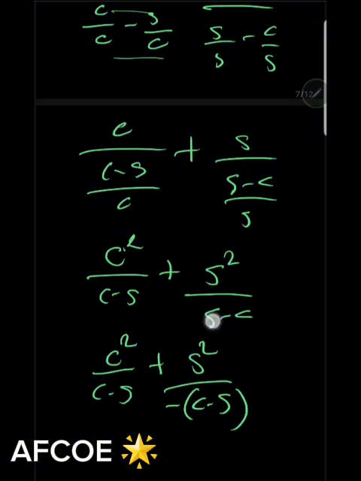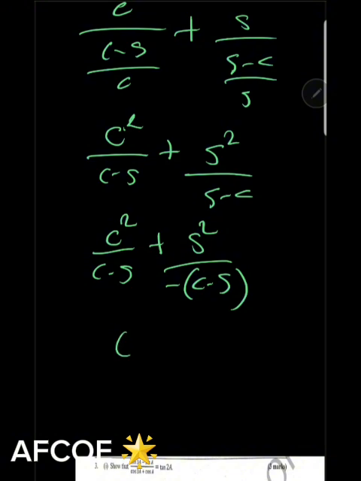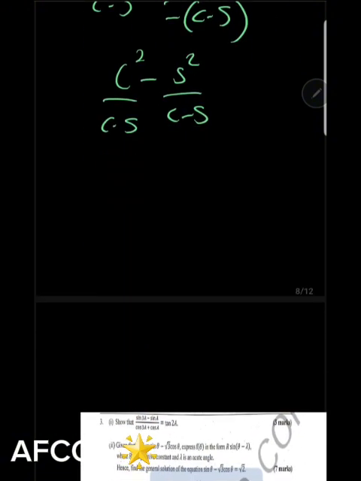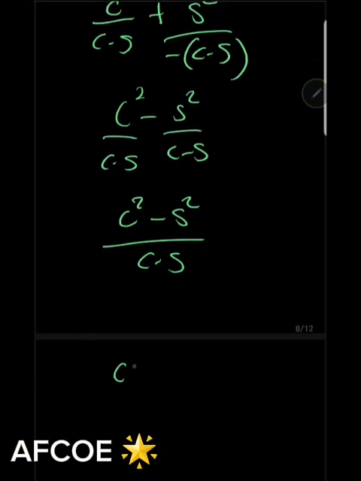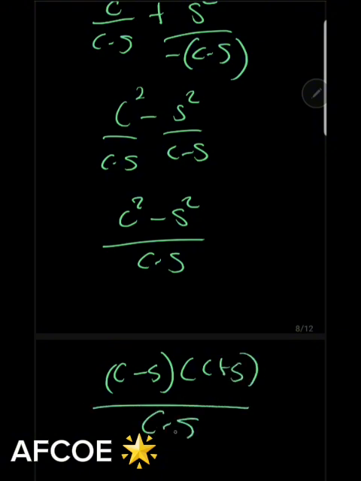Is it clear? Wow. So now let us go ahead. Now we'll have C squared. This minus can go up there, minus S squared, all on C minus S. Let me not hurry up. This one is C minus S. So we can now simply join this together to get C squared minus S squared all on C minus S. And from the difference of two squares, up there we can get C minus S all into C plus S, all that on C minus S.